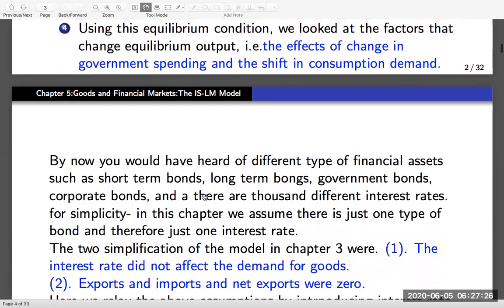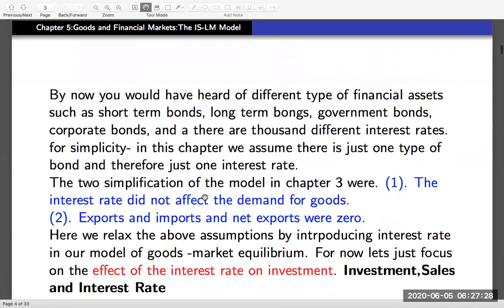By now you would have heard of different types of financial assets such as short-term bonds, long-term bonds, government bonds, and corporate bonds. And there are 1,000 differences of them. We are not going to discuss them here. So, the two simplifications of the model in chapter 3 then. What were chapter 3's shortcomings?